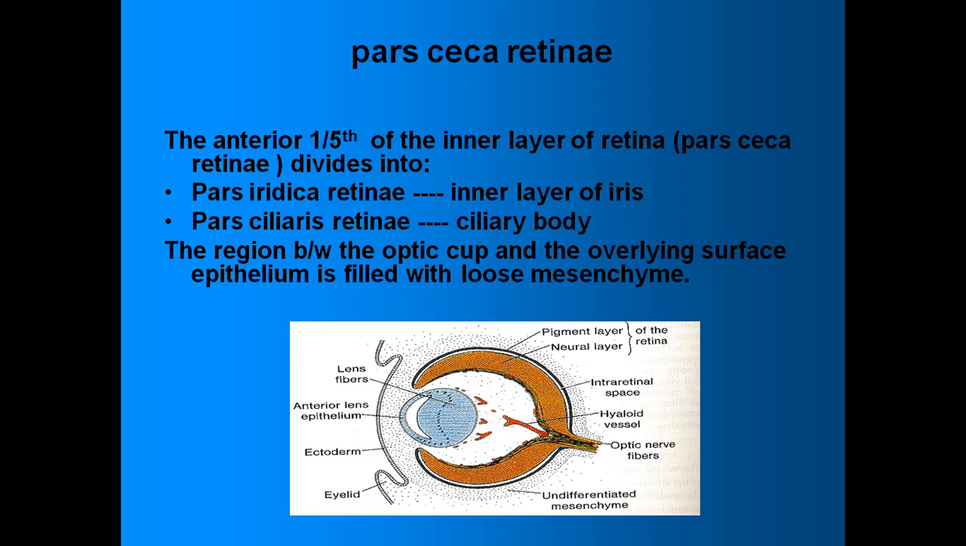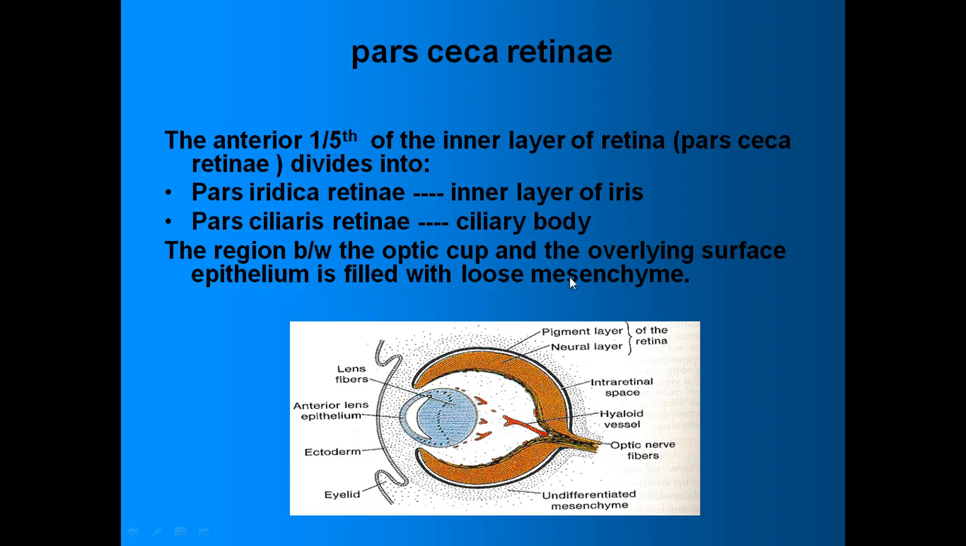So what happens to this anterior portion of this optic cup, this area? The anterior 1/5 of this retina inner layer will be continuous as the inner layer of the ciliary body. It will be continuous with the inner layer of the iris. That's good enough. Don't worry about this complicated name. You just have to know the inner layer of the ciliary body and the inner layer of the iris.